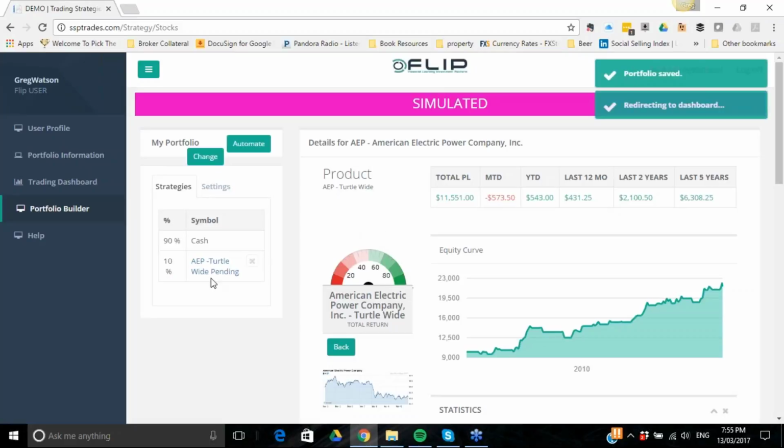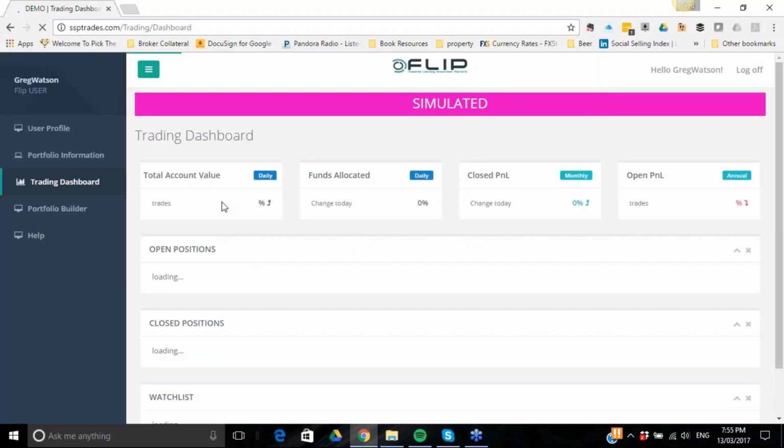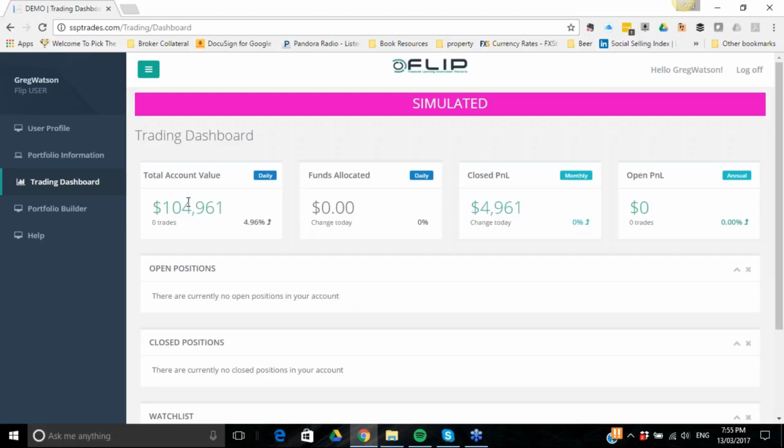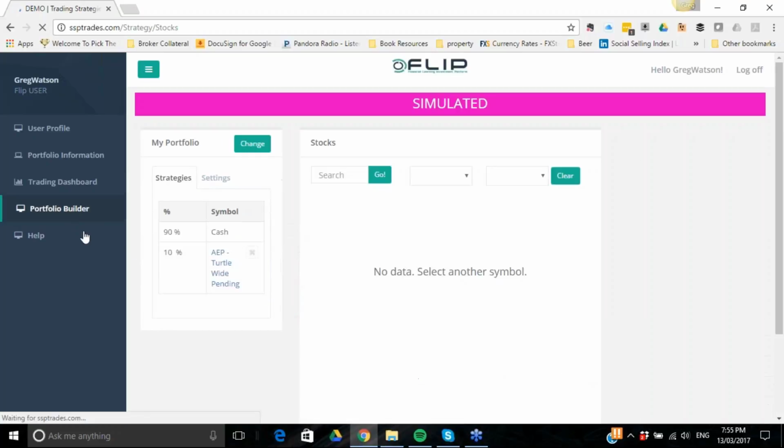That's for now. So all it's done basically is put 10% in that strategy, and it's going to go to the dashboard, and it's going to show us that just with that strategy running, it's made $4,961. Anyway, we're going to go back to the portfolio builder, because we need to build the whole portfolio, not just one bit at a time.